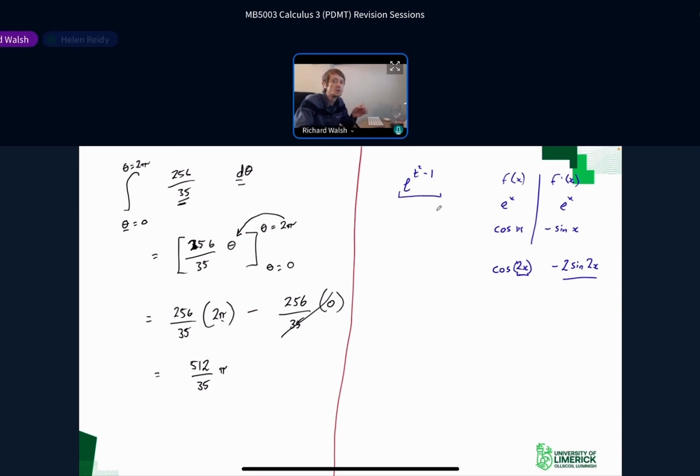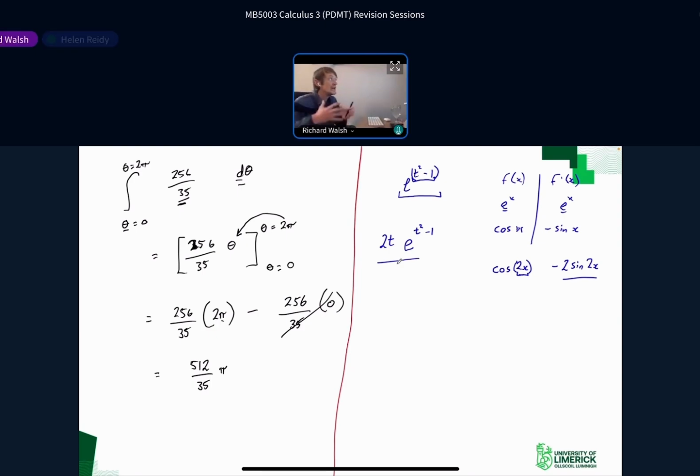Likewise, the likes of this would require the chain rule. It's not just e to the 1t. It doesn't have to be x, it could be t. To differentiate that, I'll do what I expect from the tables. e doesn't change, so I'd expect to get this. But because it's not just e to the 1t, I have to multiply by the derivative of what's different. So t squared differentiates to 2t, minus 1 differentiates to 0. So that will be the derivative of e to the t squared minus 1.